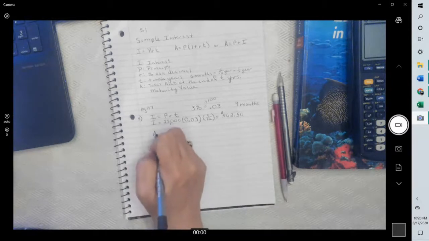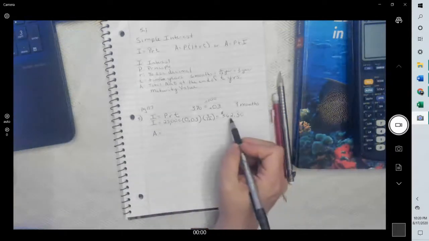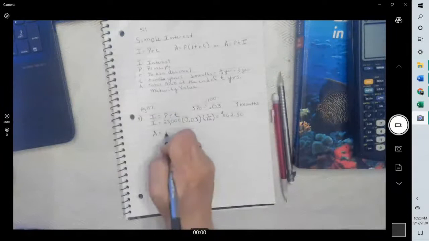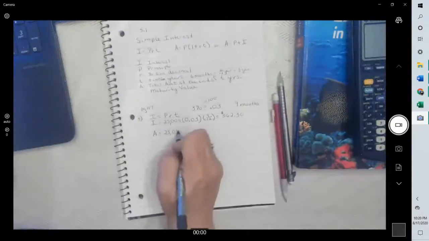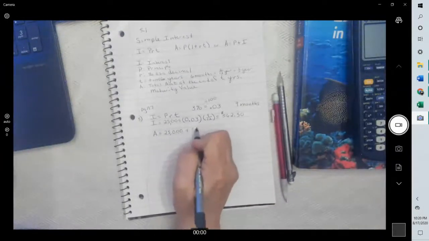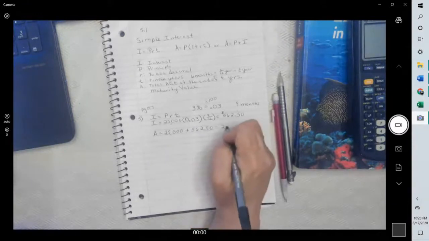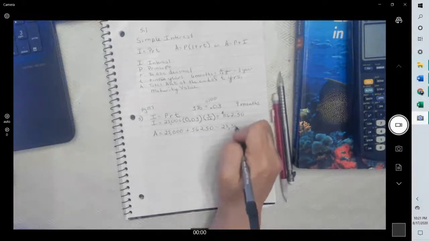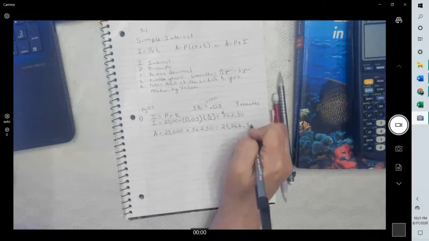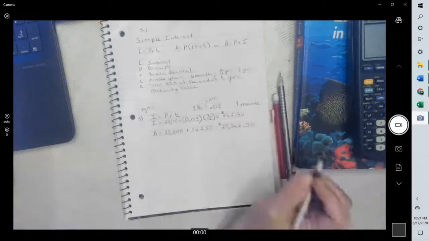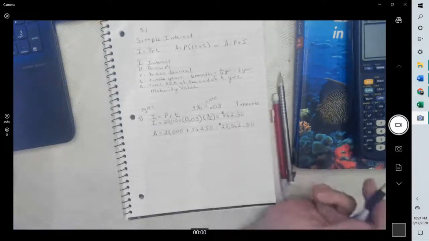If you wanted the total amount, then you would take your interest and add your principal. It's $25,562.50. So that would be the total amount in the account at the end of 9 months.